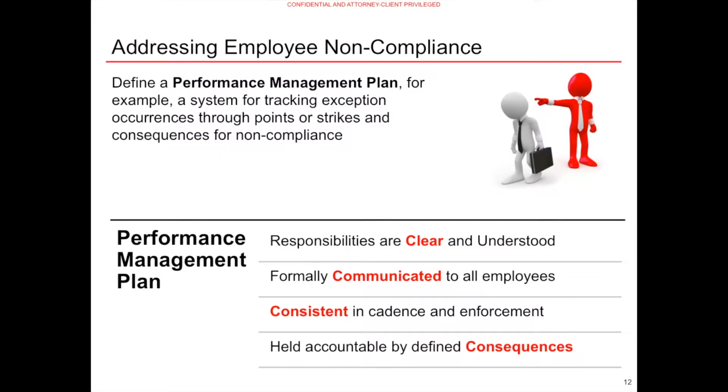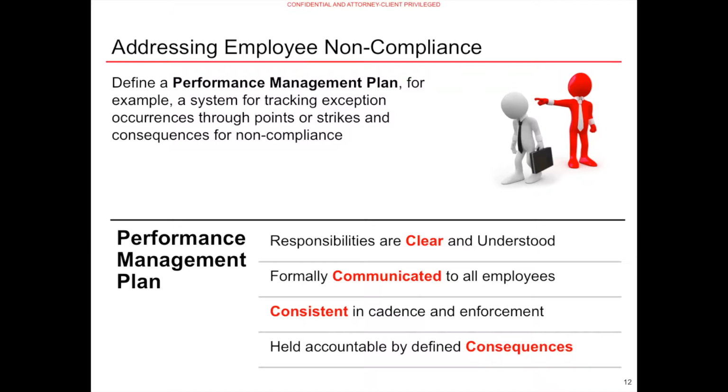Now that you've gathered insight into employee behavior at your account, the next step would be to address employee noncompliance. Before speaking with employees individually, define how your site will address employee noncompliance through a performance management plan. For example, create a system for tracking exceptions and hold employees accountable to improvement by defining consequences. Define a performance management plan that works for your site, but ensure that the plan is clear, communicated, consistent, and has consequences for noncompliance.